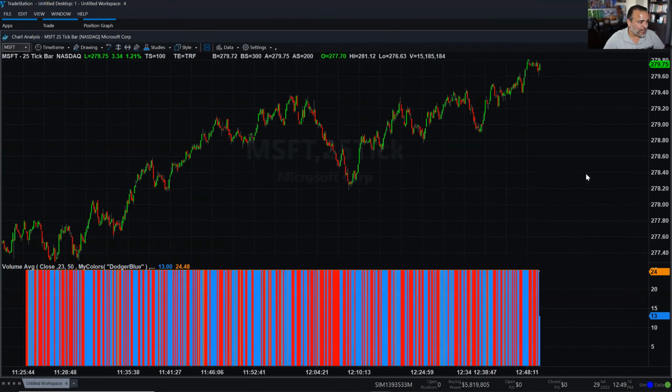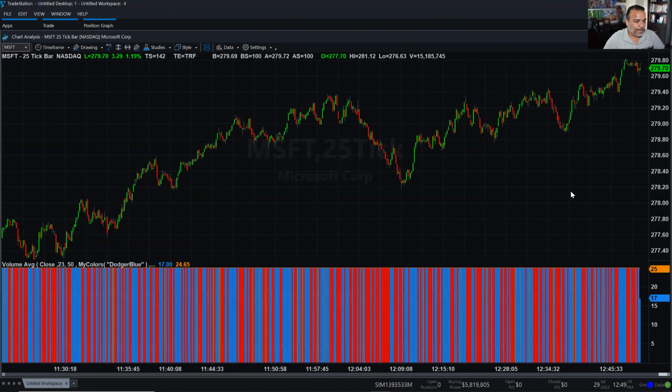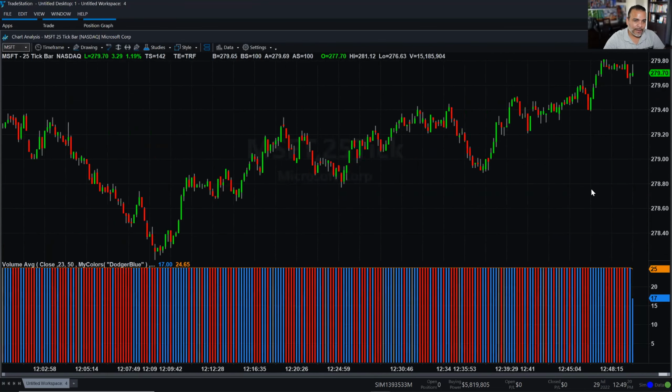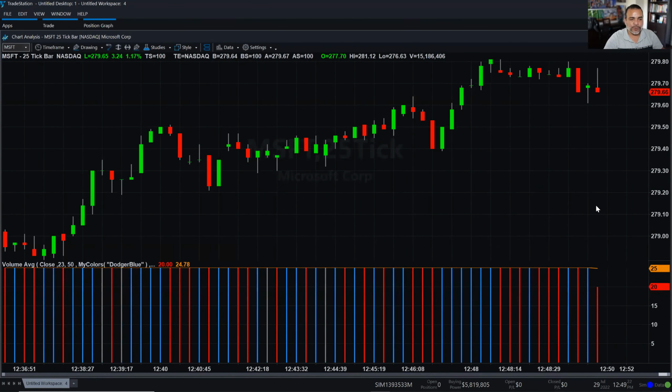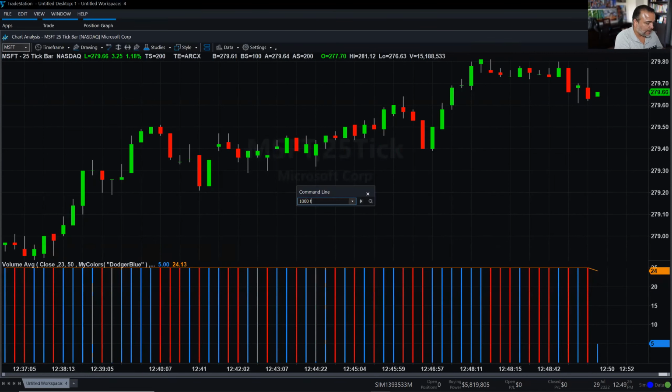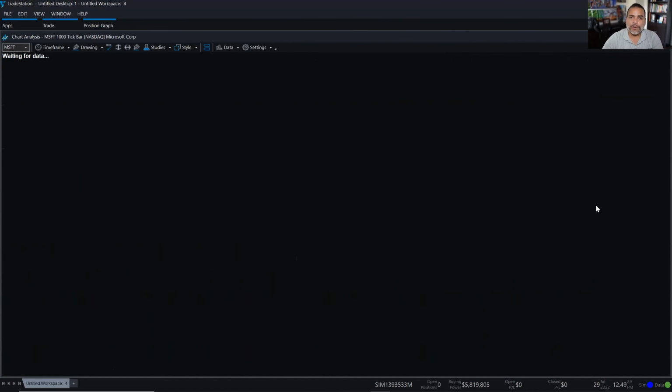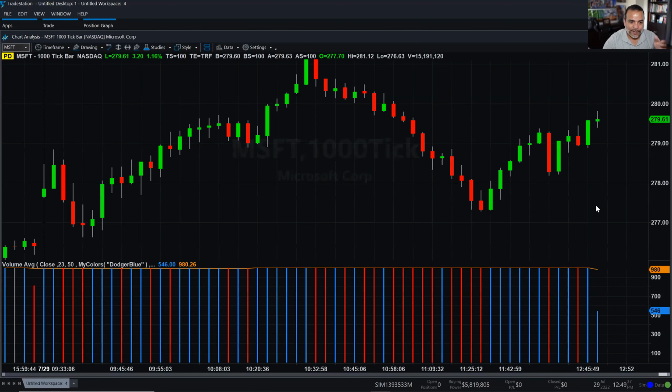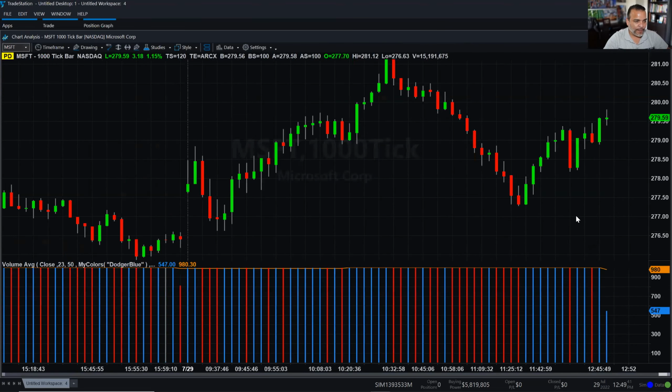Let me squeeze my chart a little bit here. And let me give you an example. I'm going to do a higher tick count. I'm going to do a 1,000 tick. If you guys remember, we were looking at a 5 minute, and our volume set to tick count said that on average, it trades about 900 times every 5 minutes. So this would be sort of the equivalent of a 5 minute chart, but set to tick count.